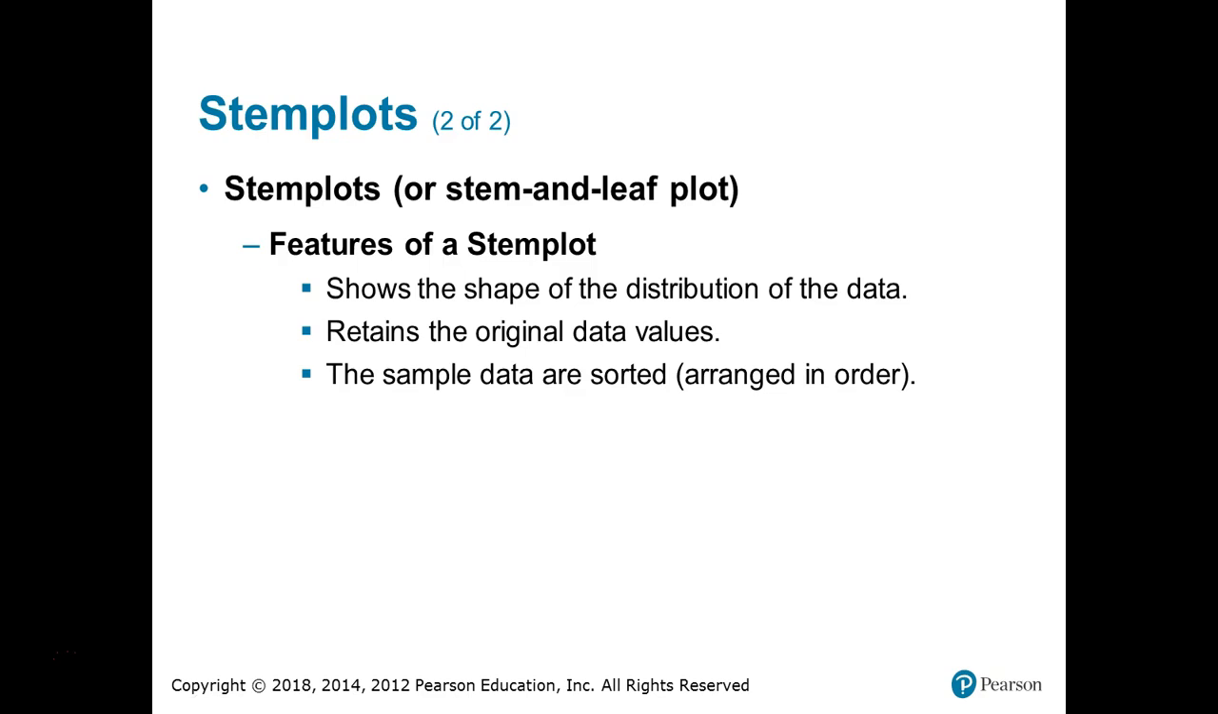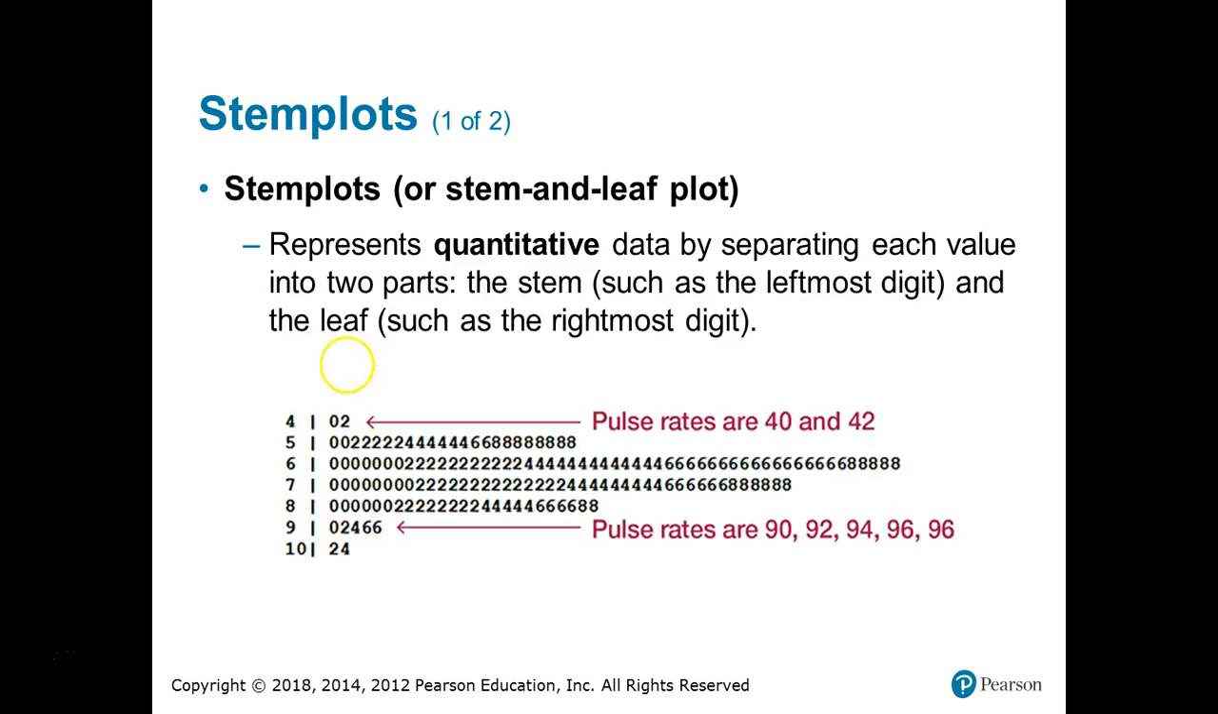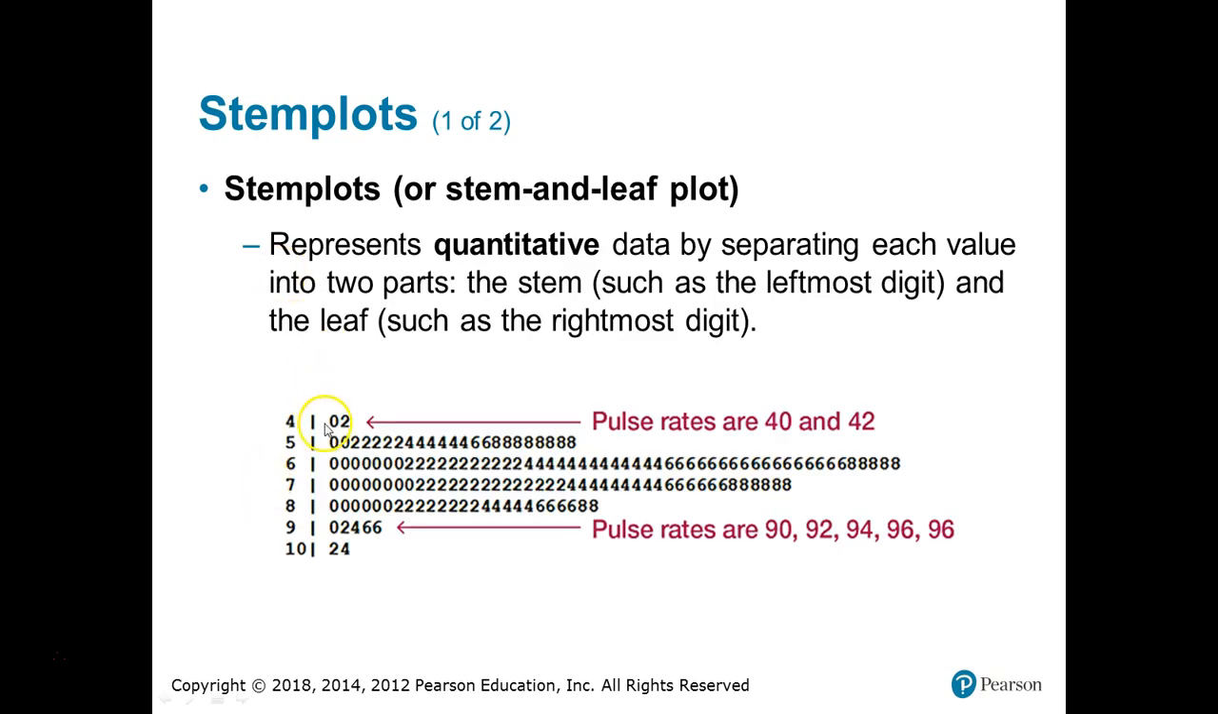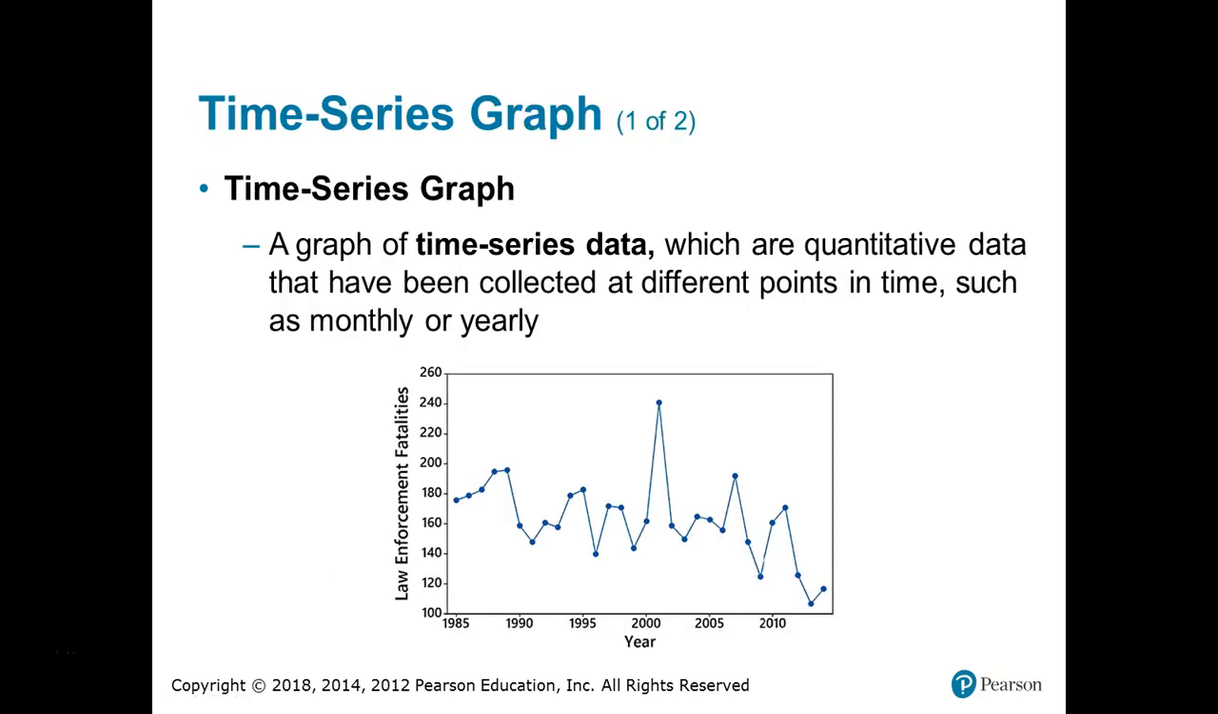So this kind of feature shows the shape of the distribution of the data. Again, you can tell that this is sideways now, but again, kind of following that normal bell-shaped curve-ish. It retains the original data values, and it automatically sorts the data samples. So 40 would be the minimum, and 104 would be the maximum. So that would be a stem plot.